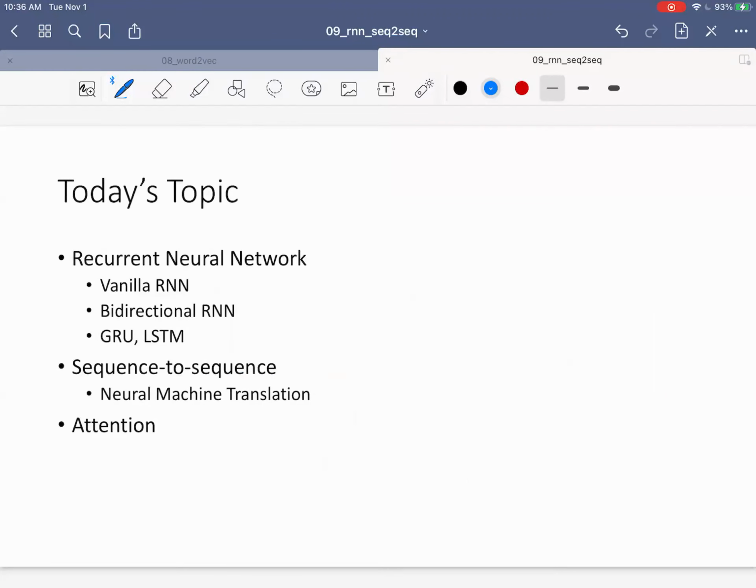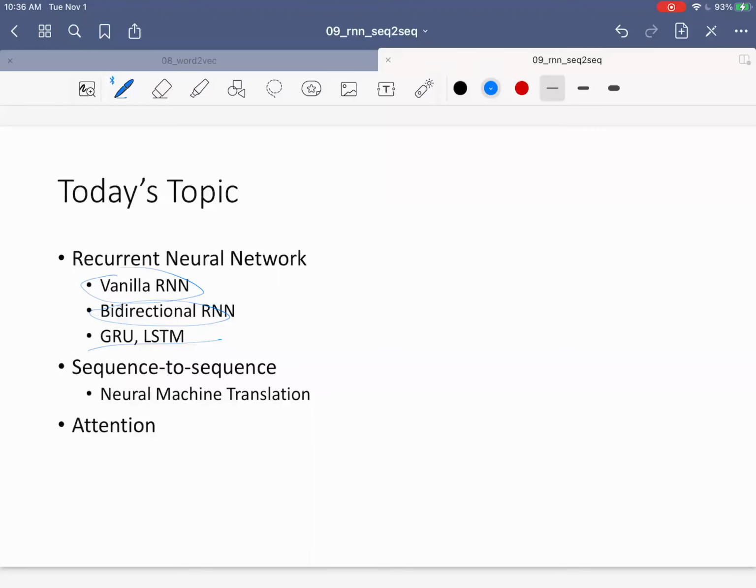We're going to talk about the very basics of RNN, which is just vanilla RNN, and then talk about bidirectional RNN, GRU and LSTM, which have gates that help the RNN remember important information and forget not so important information. So that's the architecture of RNN.